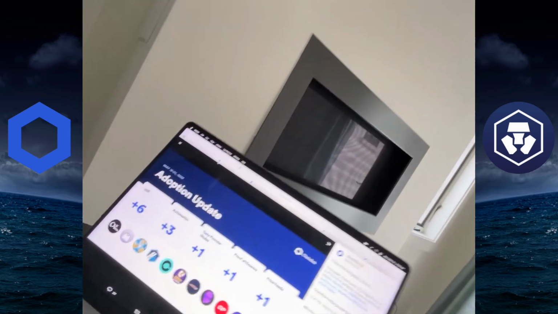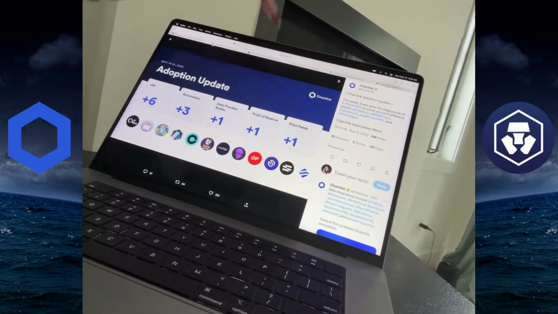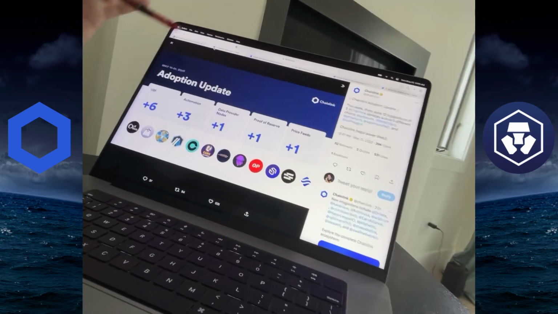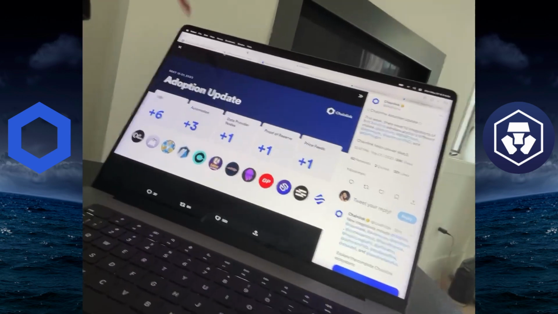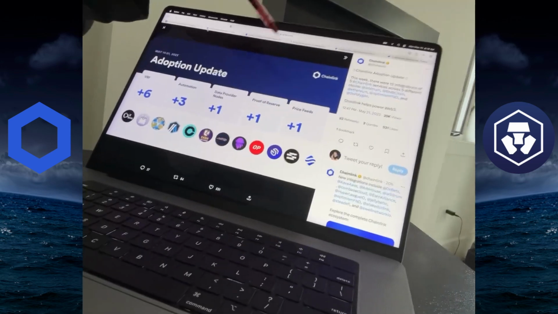More massive partnerships for Chainlink. 12 new partnerships in 1 week. Out of control usage of the Chainlink blockchain infrastructure, May 15 to May 21, data provider node, proof of reserve. Remember, crypto is just software, right? So the more useful this software is, the more valuable it is.